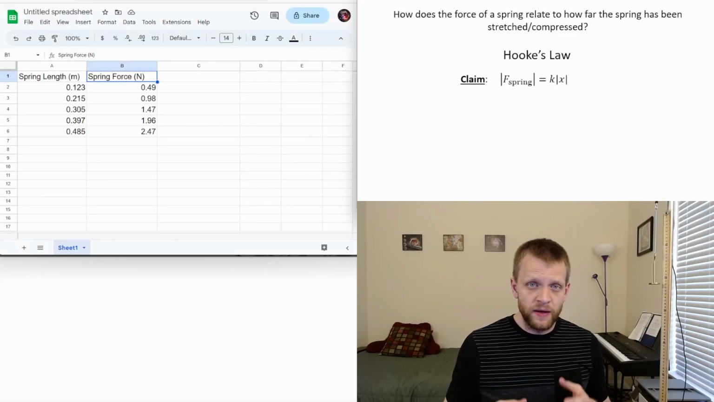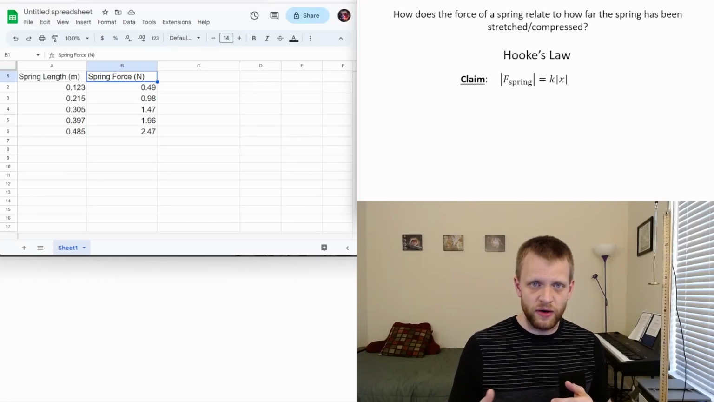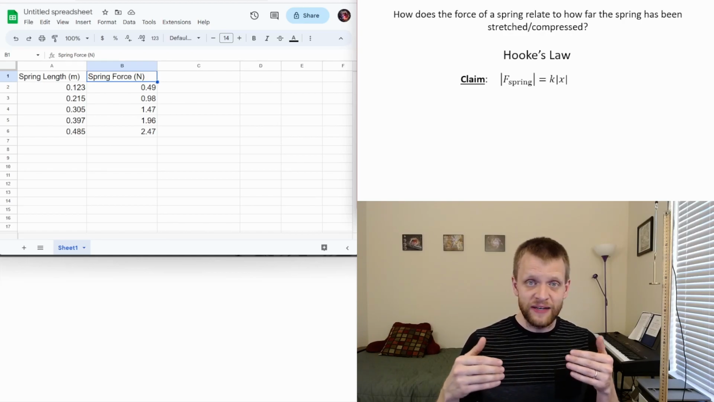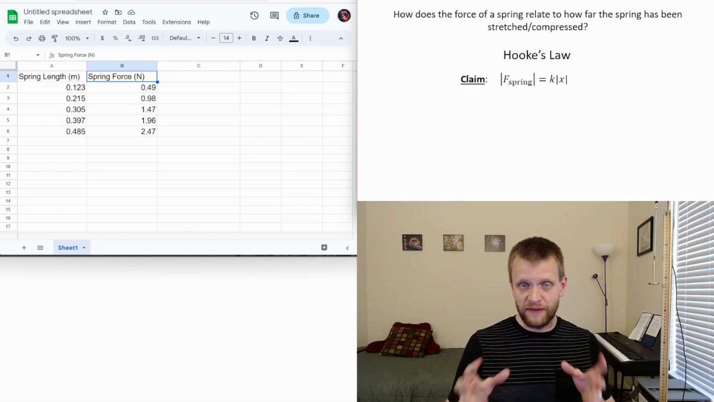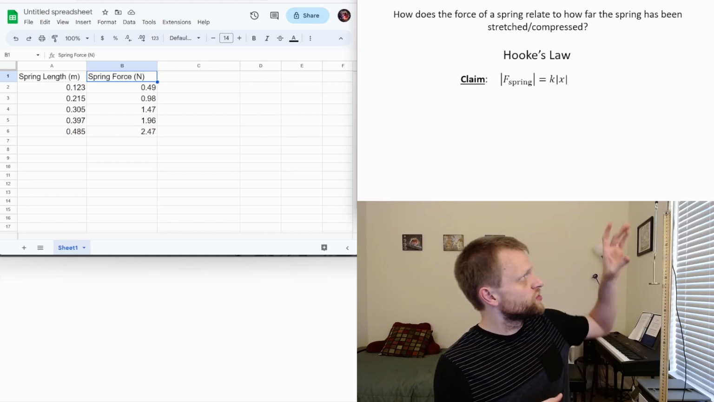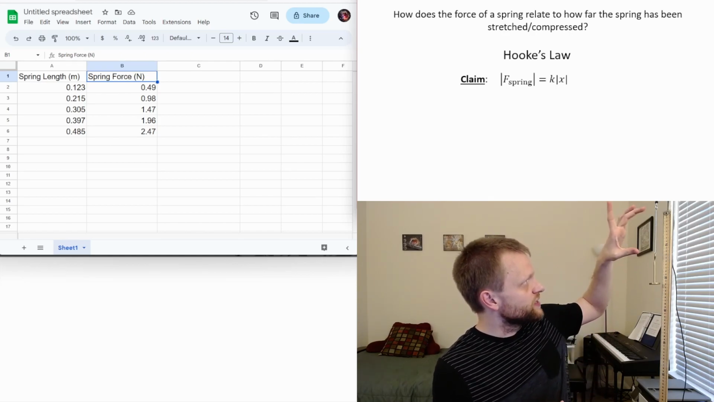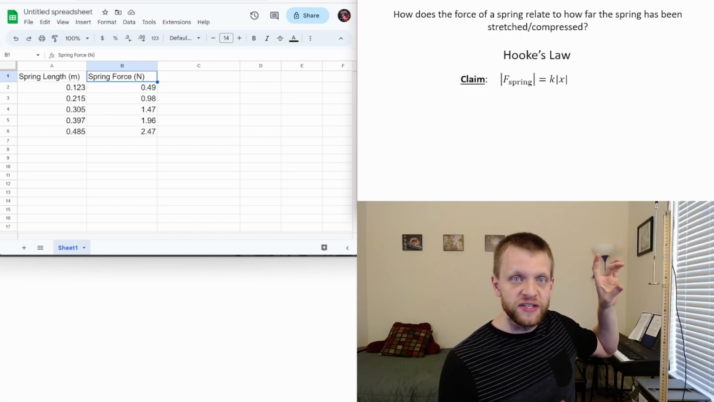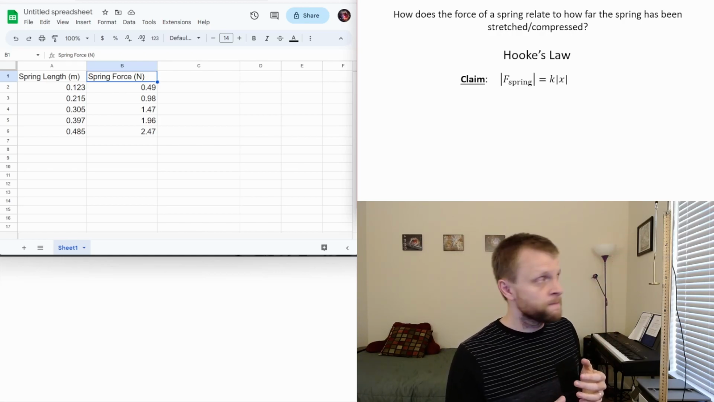Hi everyone. In this video, we're going to expand on the experiment that we were doing in the last testing physics video. I will definitely leave a link for that video if you haven't seen it. But the basic idea was we had this exact setup. We had a spring and we were attaching different hanging masses to that spring.